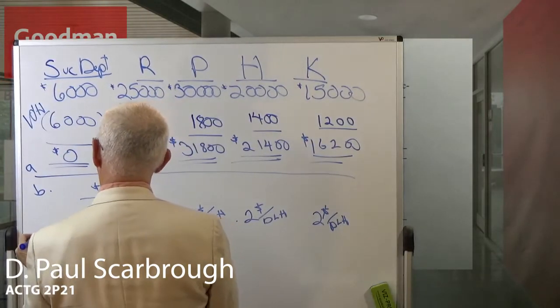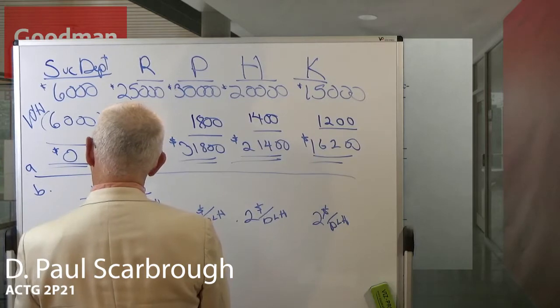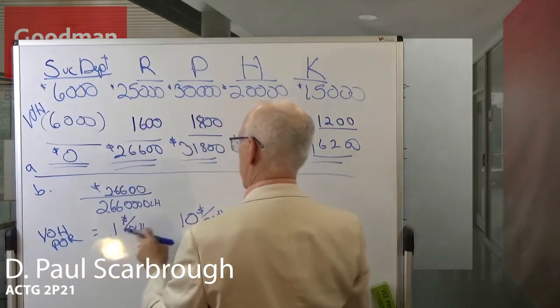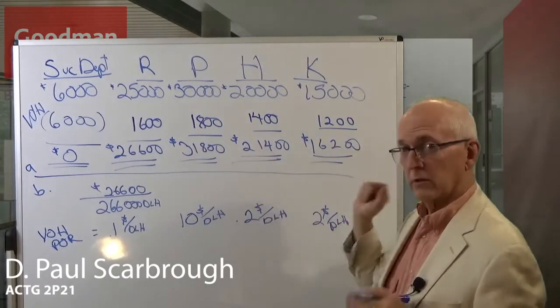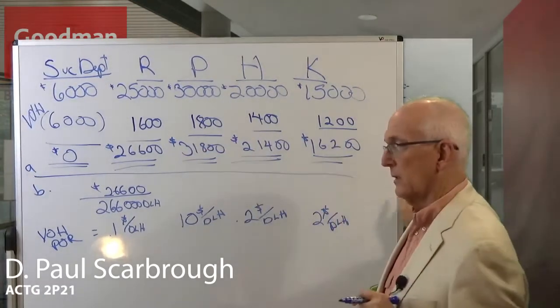And this is the VOHPOR, variable overhead predetermined overhead rate. Okay, because this is all variable overhead. It's not total overhead. Okay, let's flip this around.